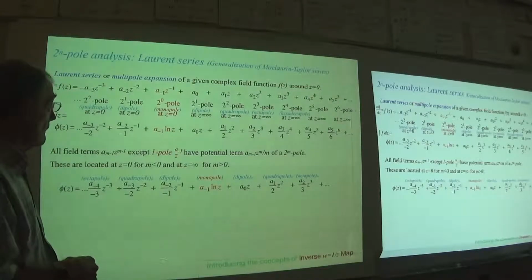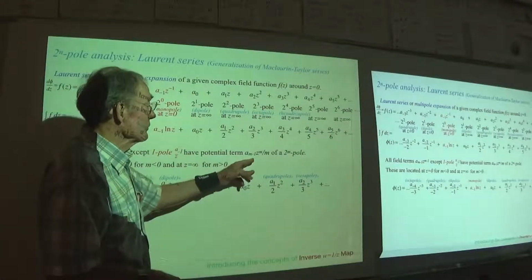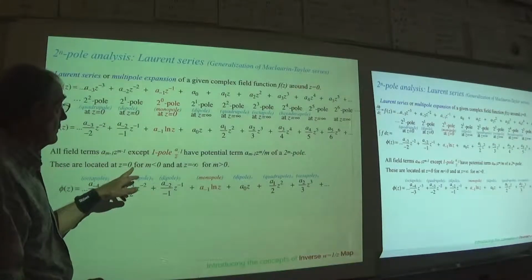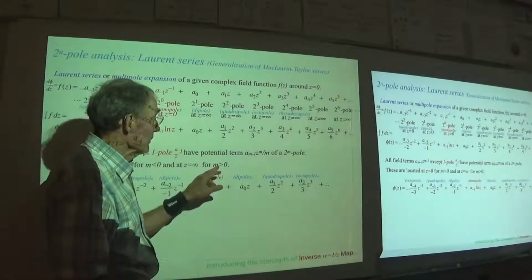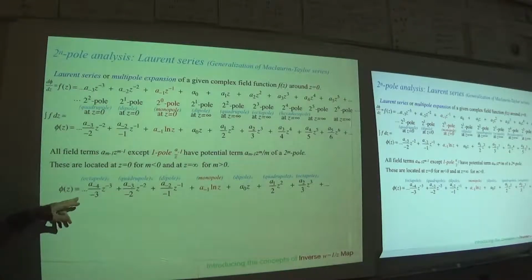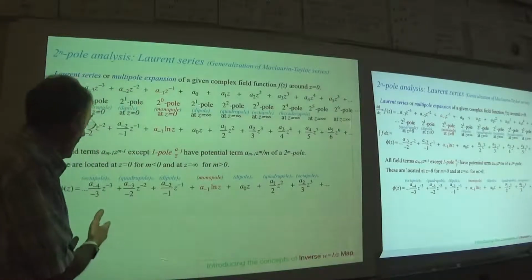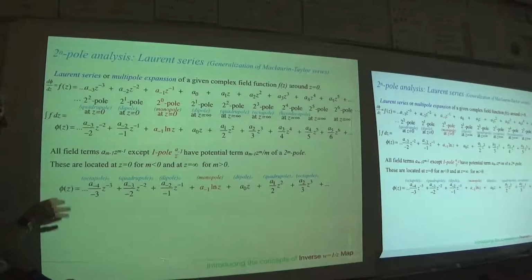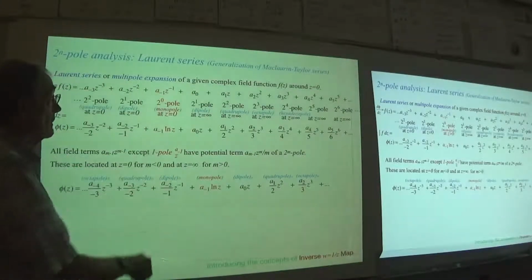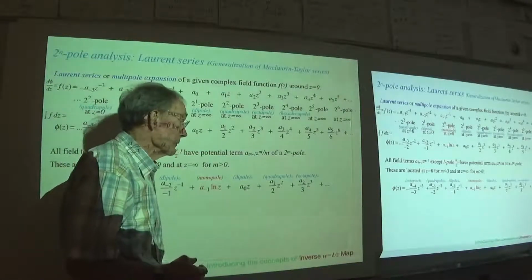So, as I say here, all these terms, except this one pole, the monopole, have a potential term of a 2 to the m pole. Okay. And they're located at z equals 0 for m less than 0, at z equals infinity for m greater than 0. So this is just expressing the potential part of the field in honest terms. And adding a constant to a potential doesn't change it, so there is no constant term here, but there is one for the force field. Okay, and that's important. But that has become a dipole, you see.